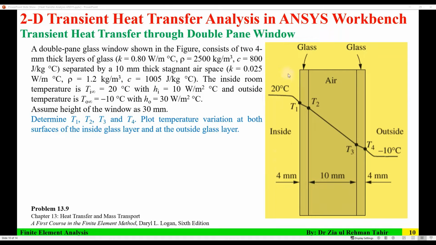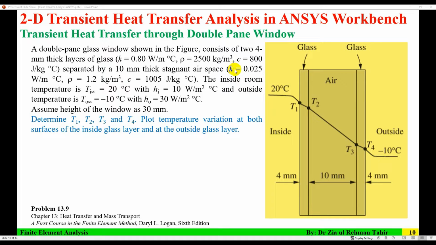Conditions are given and the statement is: a double pane glass window shown in the figure consists of two 4 millimeter thick layers of glass. So here is one on the inner side and one on the outer side, two layers. Thermal conductivity of glass is 0.8 watt per meter per degree Celsius. Density is 2500. Specific heat capacity is 800. And the two glass layers are separated by a 10 millimeter thick stagnant airspace. So that is the airspace in between them.